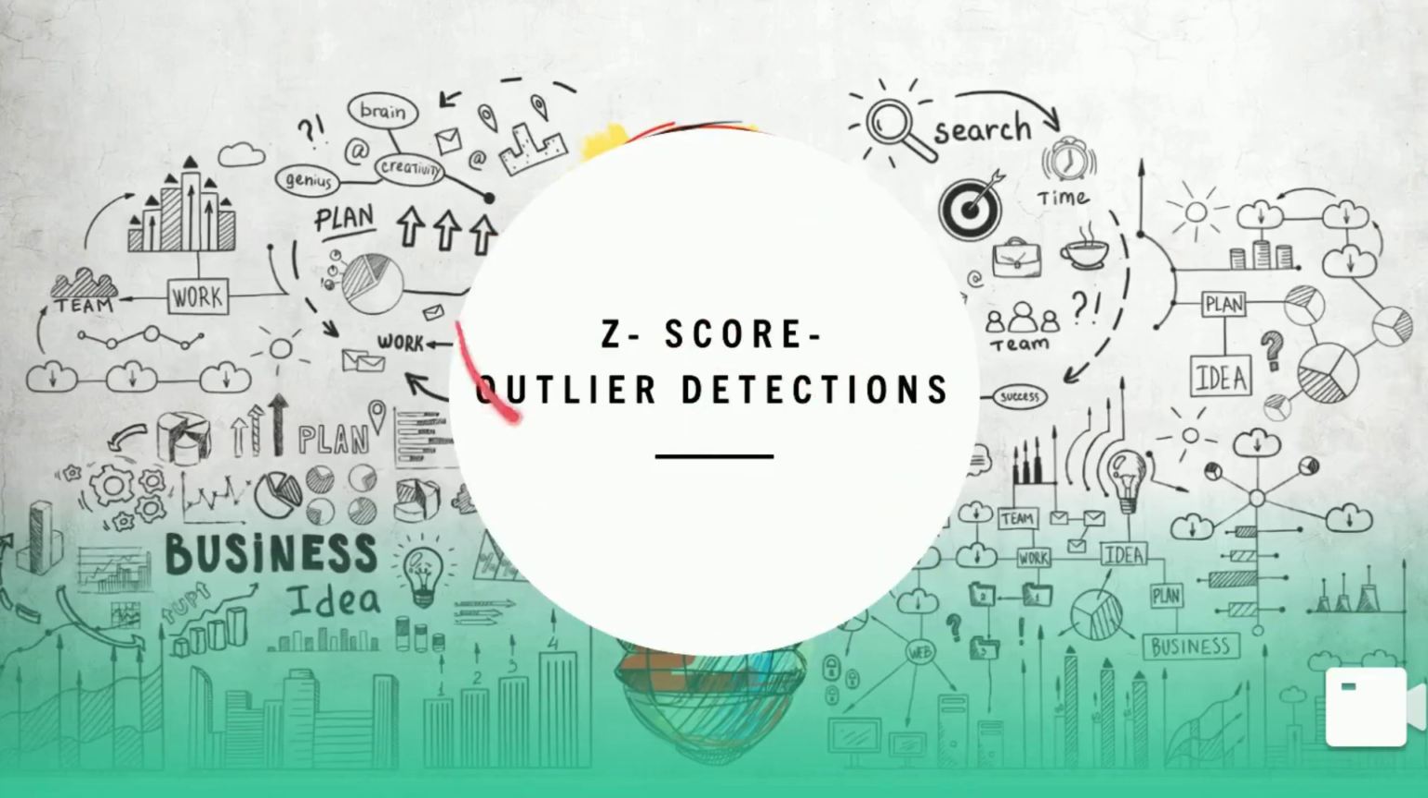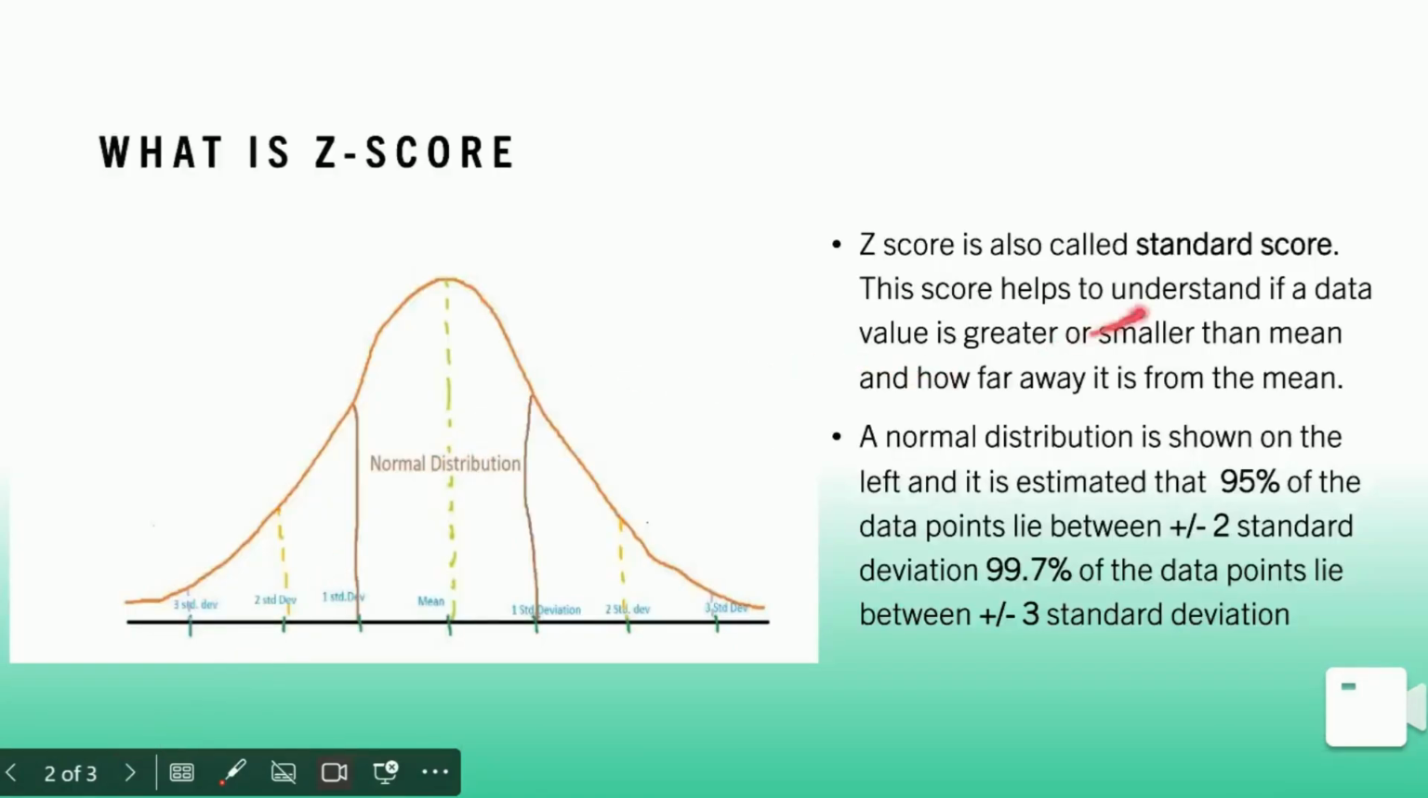First, let's take a look at what is Z-score for outlier detection. The Z-score, also called the standard score, helps us to understand if our data point is greater or smaller than the mean, which is the line in the normal distribution.